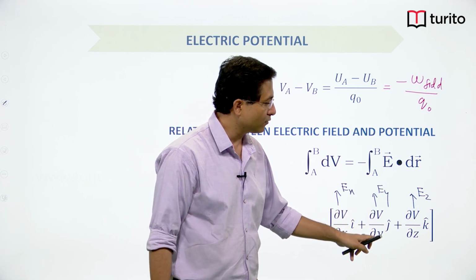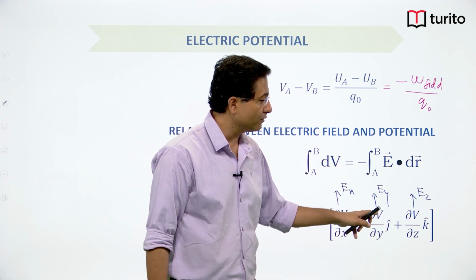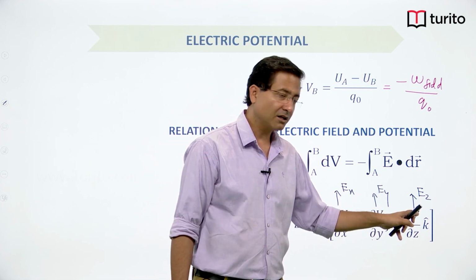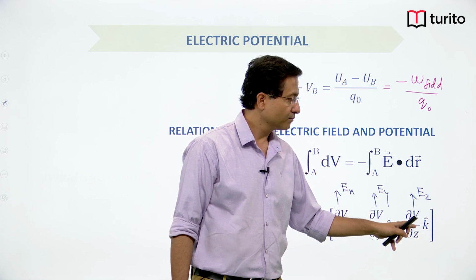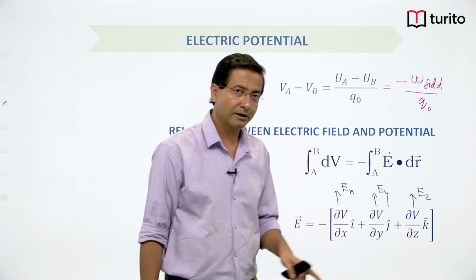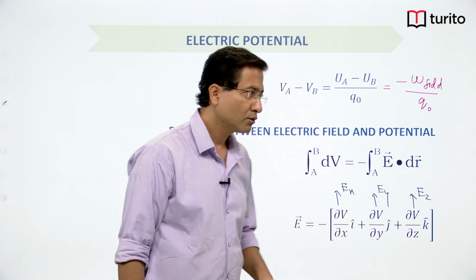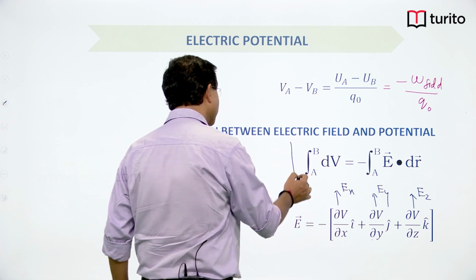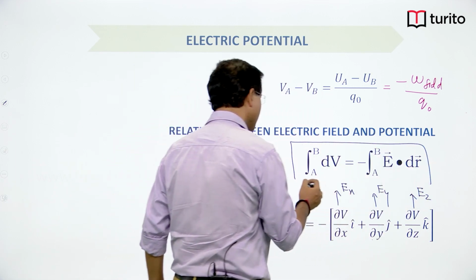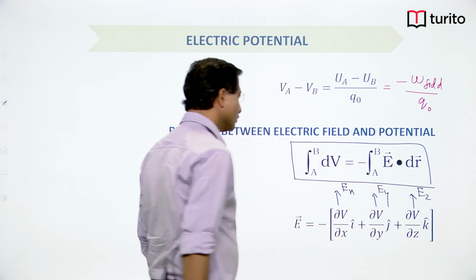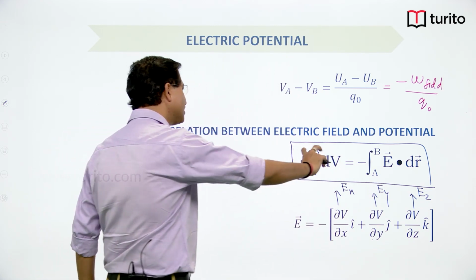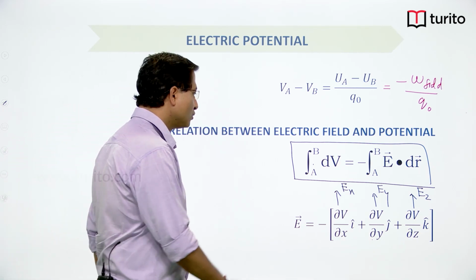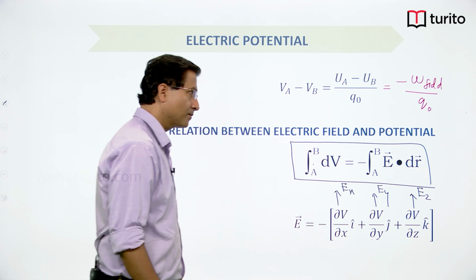Similarly, partial differentiation of V with respect to y will give you the y component. Partial differentiation of potential with respect to z will give you the z component, right. So, the first one is used to get potential from field, and the second one is used to get field from potential, right.